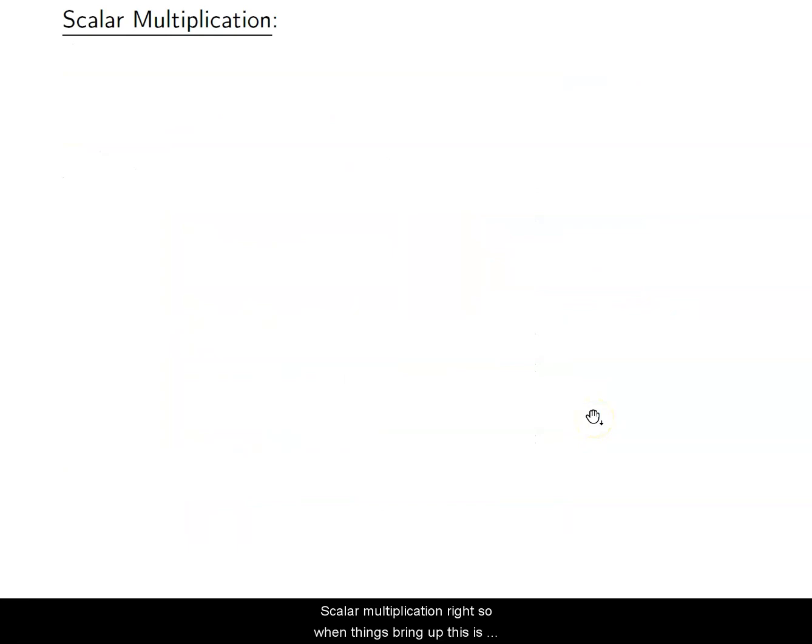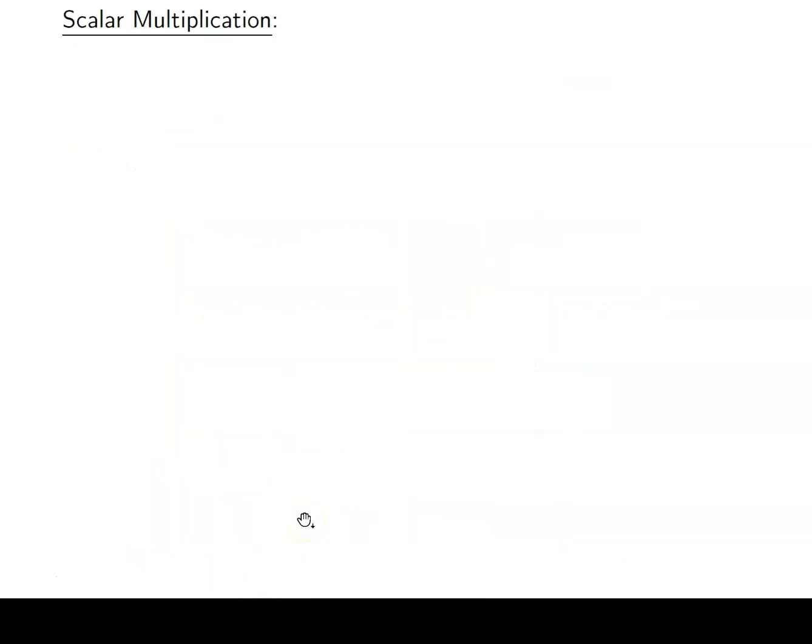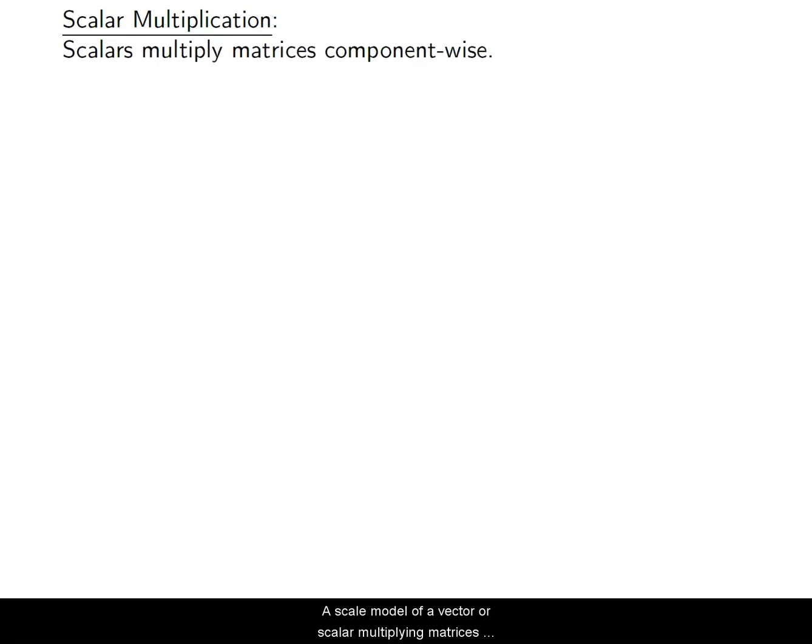Scalar multiplication, right? So one thing to bring up, this is very, very similar to adding vectors together, right? And when you add two vectors, their components add together as well. Scalar multiplication is also very similar to a scalar multiple of a vector, okay? Scalars multiply your matrices component-wise. So if you have a scalar multiple of a matrix, every entry in that matrix gets multiplied by that scalar.